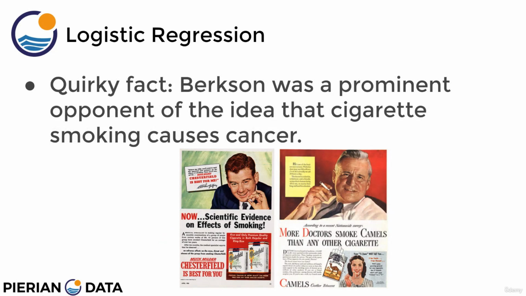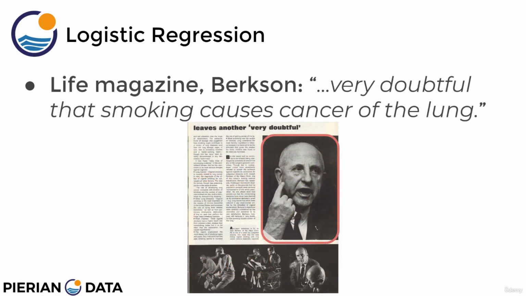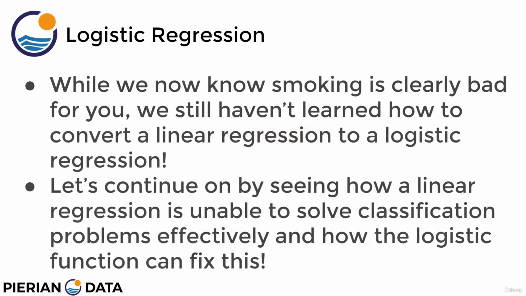An interesting quirky fact about Berkson is that while he may have been an absolute expert coming to the statistical modeling field, he was actually a prominent opponent of the idea that cigarette smoking causes cancer. In fact, he was once quoted in Life magazine as being very doubtful that smoking causes cancer of the lung. So while we now know that smoking is clearly bad for you, we still haven't actually learned how to convert a linear regression to a logistic regression. So let's not take everything Berkson says as true, but we'll go ahead and take his developments of logistic regression as something we can rely on.